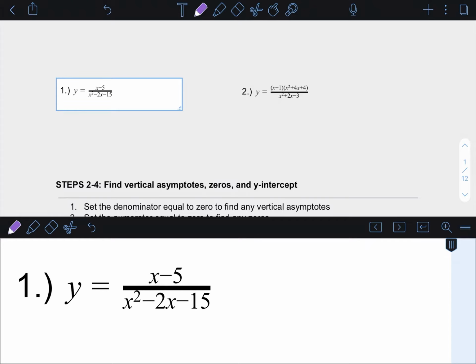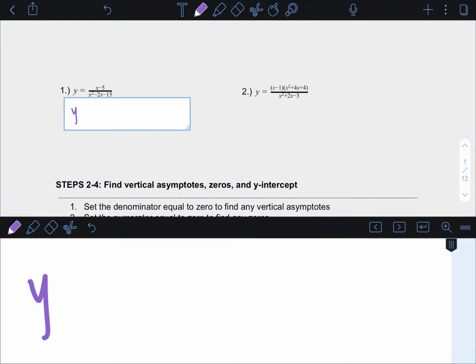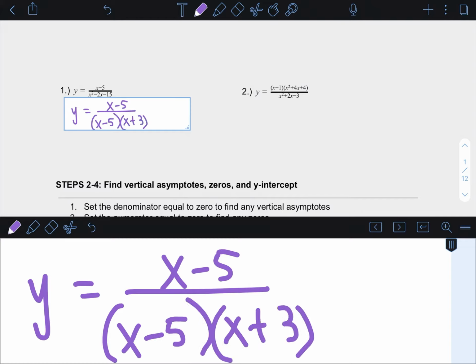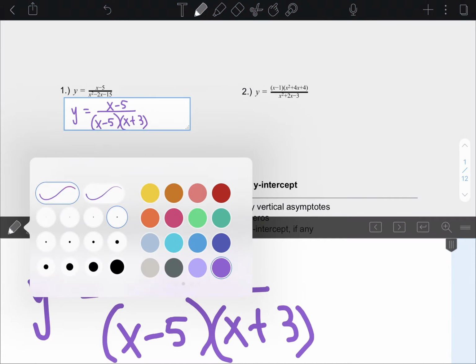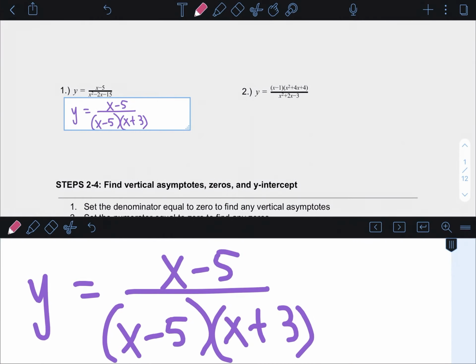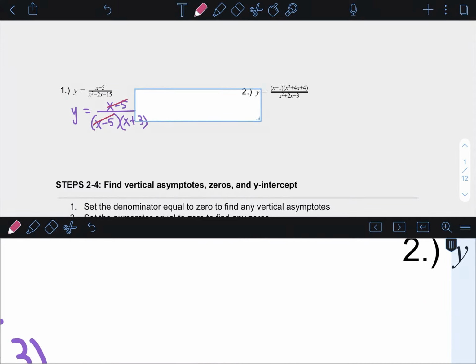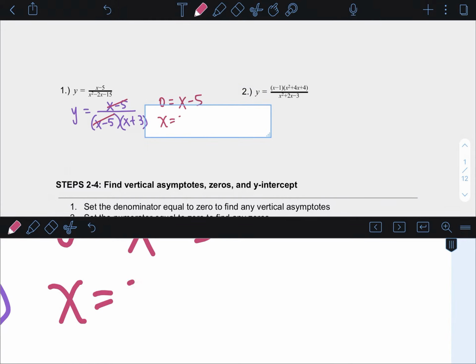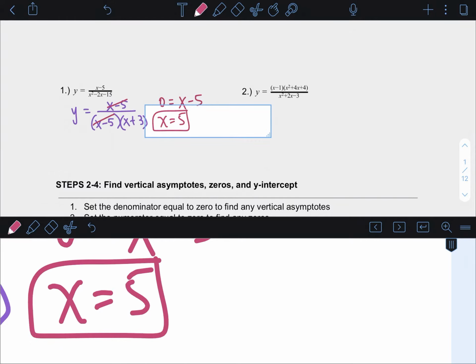Okay, for this next problem, y is equal to x minus 5 divided by x squared minus 2x minus 15. Again, we will factor. So that will become x minus 5 at the top since it's already in its simplest form. But at the bottom, it becomes x minus 5 times x plus 3. X minus 5 is going to cancel here. So that means my x coordinate, if I set that to 0, will be at 5. So I found my x.